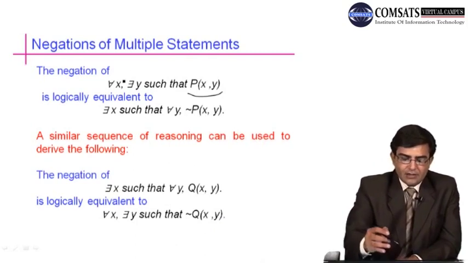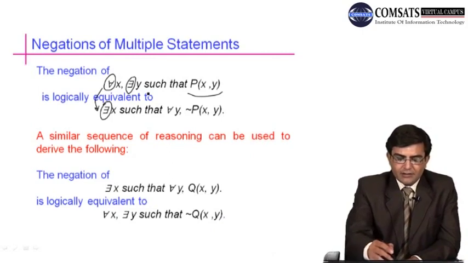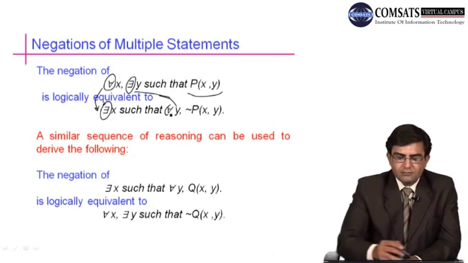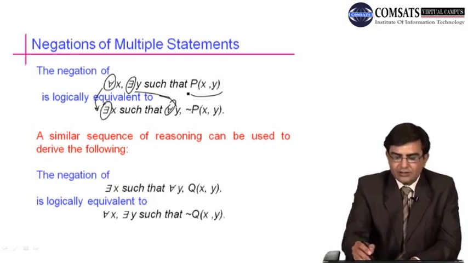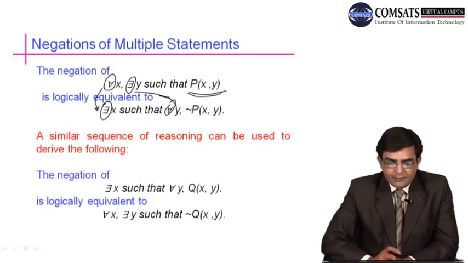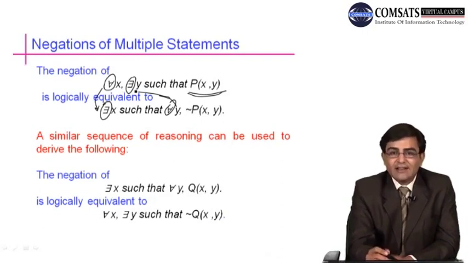To negate it, for all will be converted to there exists, and there exists will be converted to for all, and we shall also apply negation on the predicate, not p of xy. Here please take care: when we write for all x, we write a comma after it, and such that after there exists.